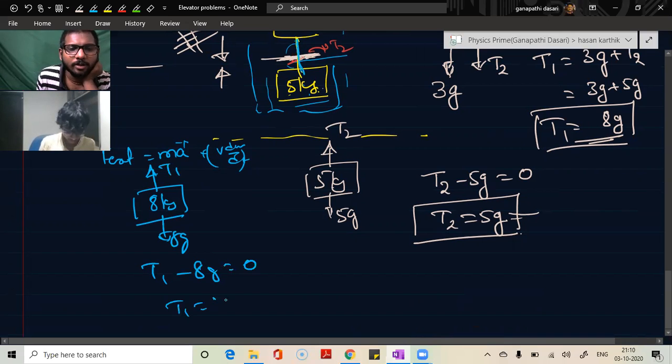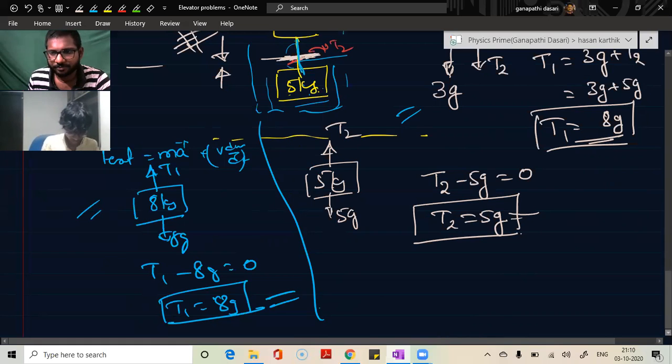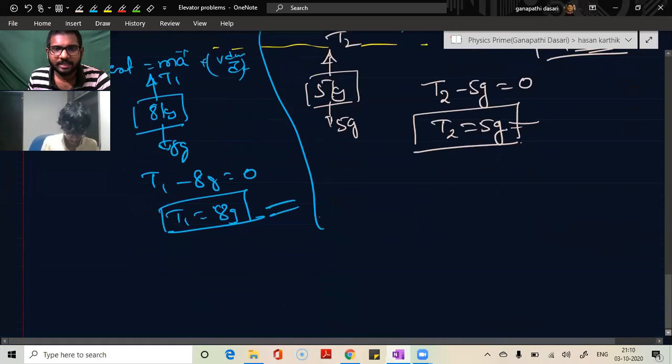T1 is equal to 8G. Like this also you can get 8G. Yes, sir. But in the beginning, I'll encourage students to write like this so that they will not make mistakes in writing down tensions. Later on, you will get habituated in finding out systems. Yes, sir. Okay.